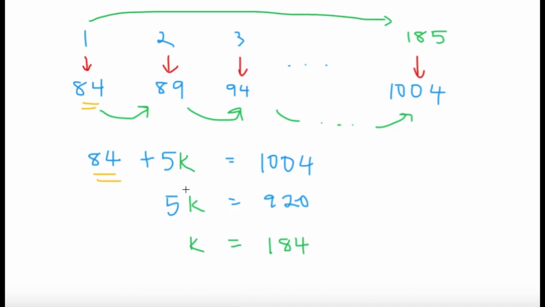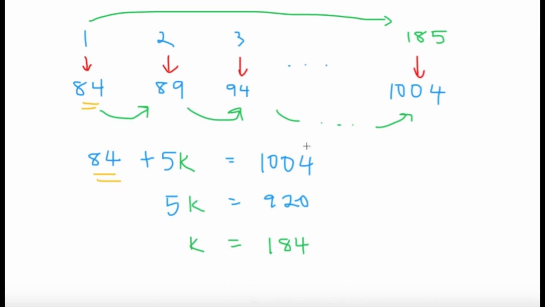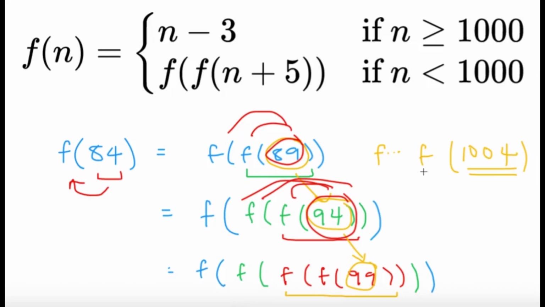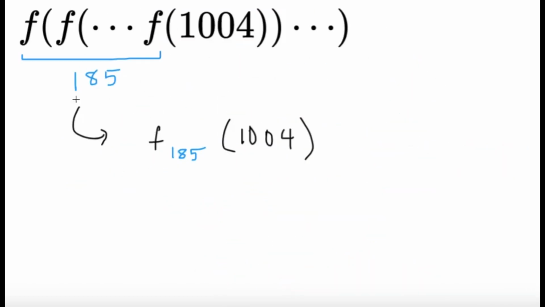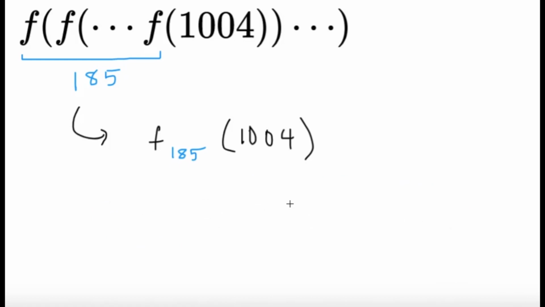So we would know that f of 84, which is 1 f, that's how we assigned it, is equal to f of f of ... 185 f's, and then 1004. But obviously writing a lot of f's is not efficient. So let's use this notation where there are 185 f's before the 1004. Let's make it f sub 185. So if I have f sub 2 of, let's say, 2 for now, this would be equal to having 2 f's, so f of f of 2. So at least it's going to be a little bit more readable and easier to write. So let us refer to this one.